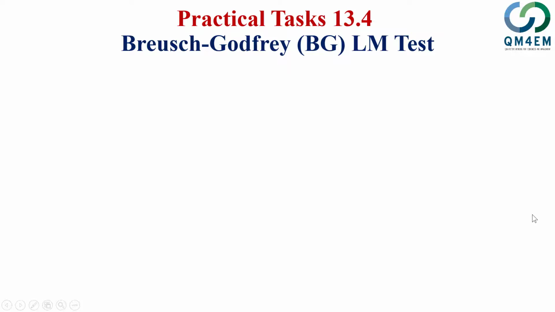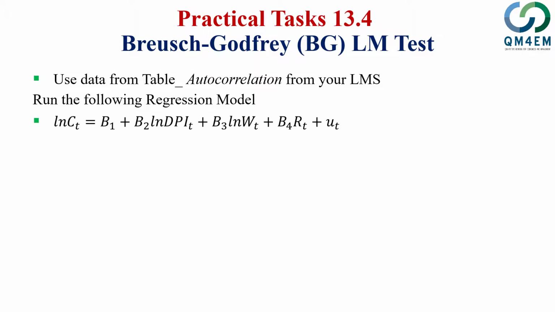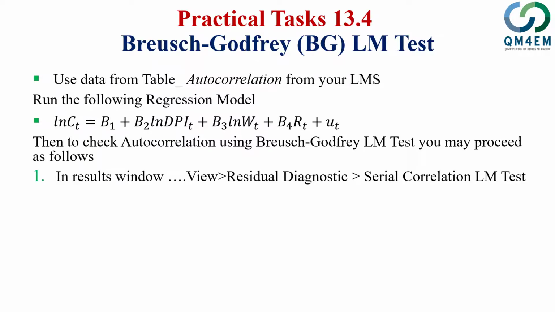I name it practical task 13.4. You have to take the same data of autocorrelation which we have been using earlier. You run the same model, with the two explanatory variables in log form, the dependent variable also in log, and then the real interest rate, to check autocorrelation using the LM test or BG test. We follow the following procedure. We go to the results window, then we go to the residual diagnostics, then we select serial correlation LM test, and then we select lag.